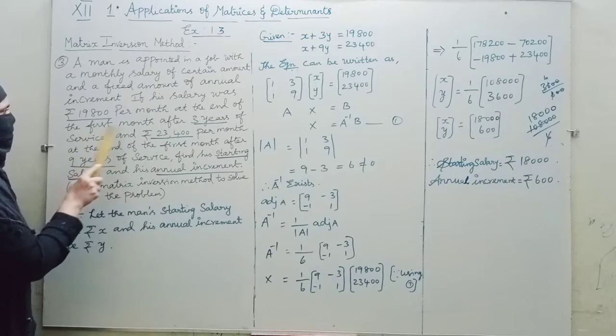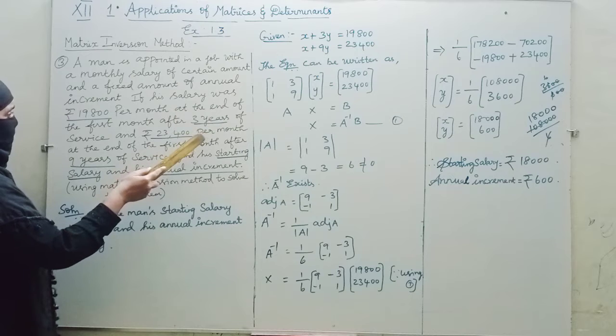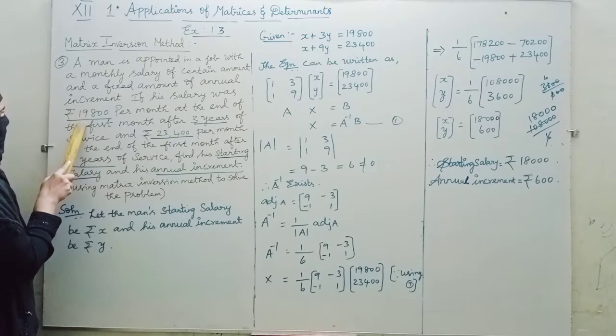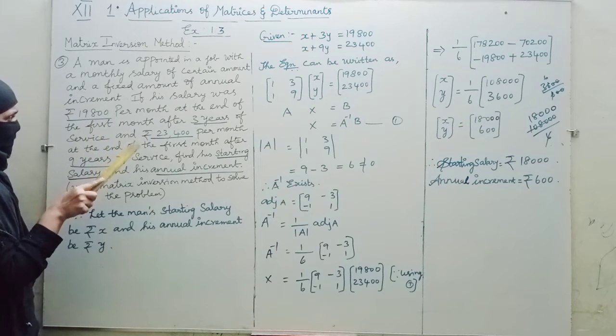End of first month after 3 years. After 3 years, at the end of the first month, he is receiving 19,800. The man is receiving this salary per month.